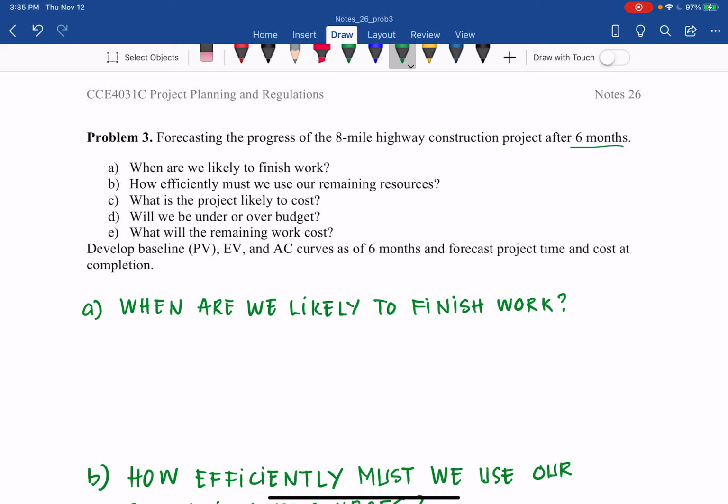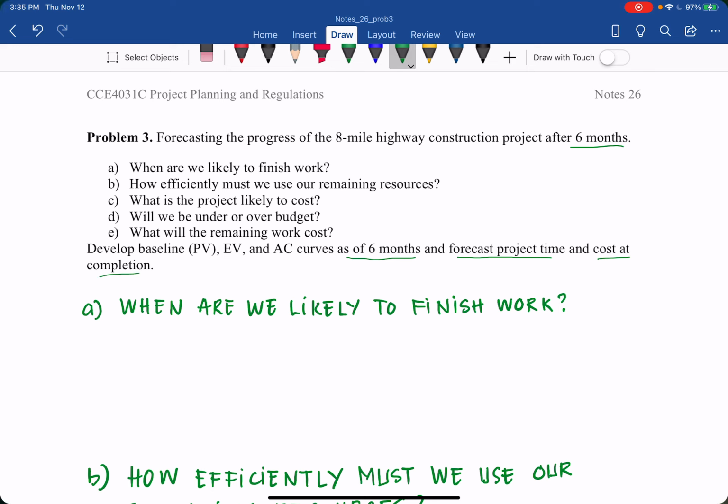It also asks us to develop the baseline PV, EV, and AC curves as of 6 months, and forecast the project time and costs at completion. So that is the problem we want to do.